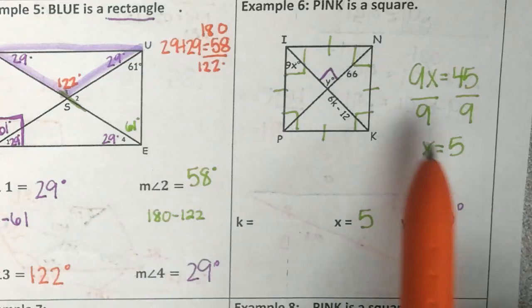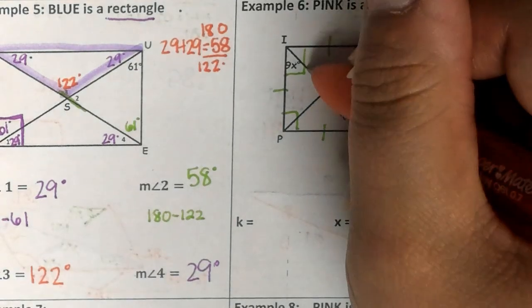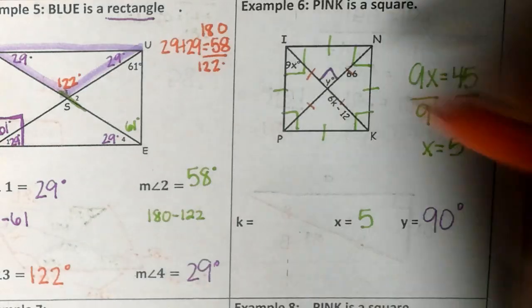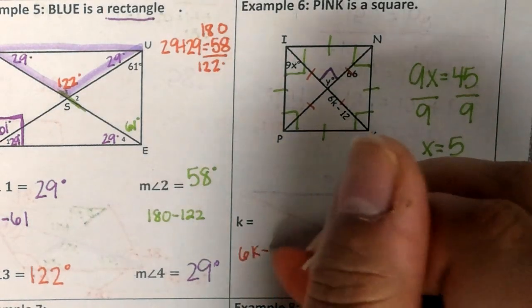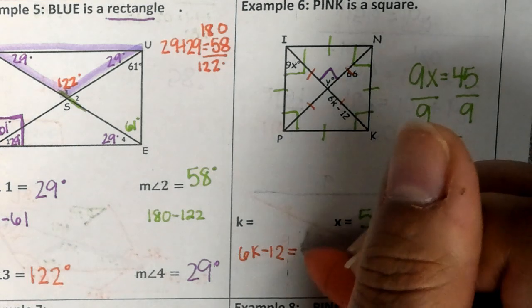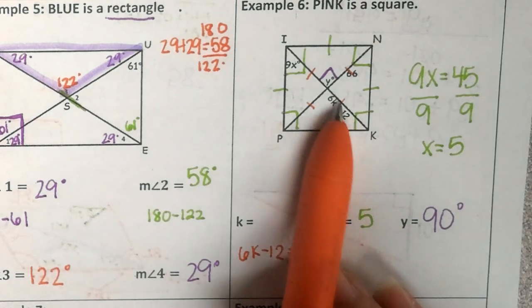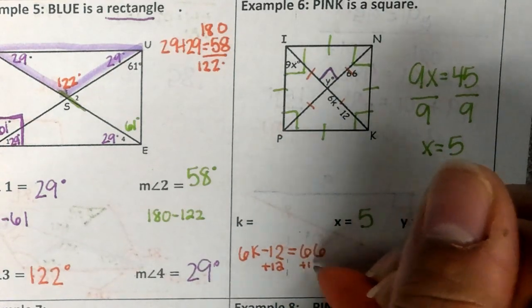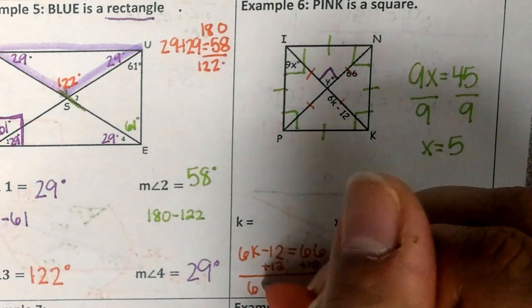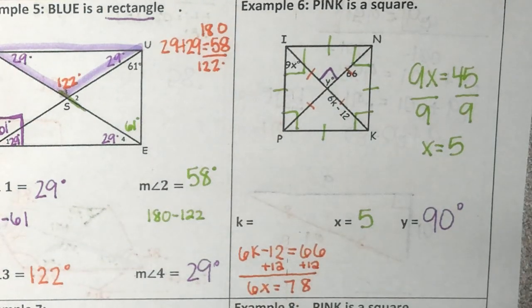And then last but not least, how do I find this k value right here? Do you agree they're all the same? So what does 6K minus 12 equal? 66. No. This is saying the length right here, not the angle. 66, then we add 12 and I get 78. And we divide by 6 on both sides. What is 78 divided by 6?